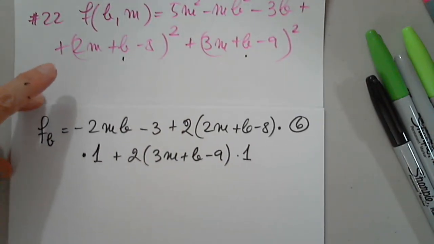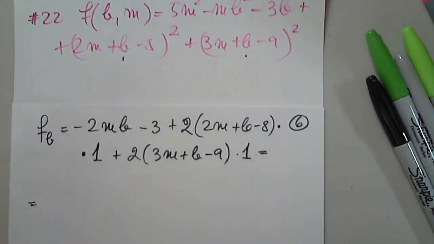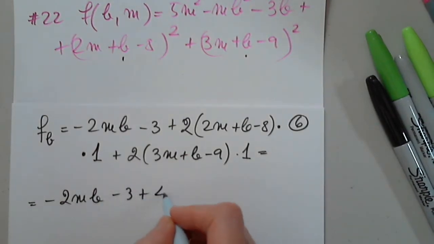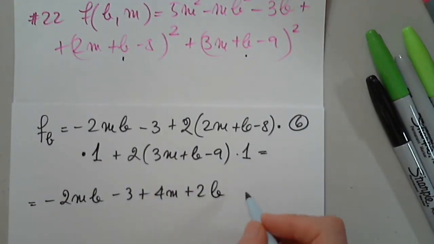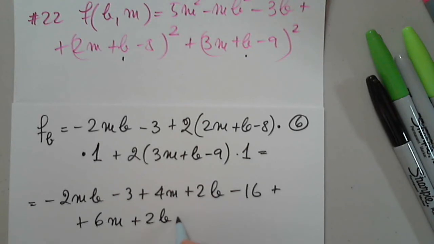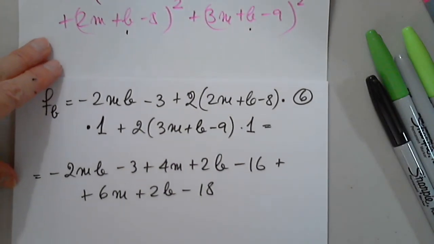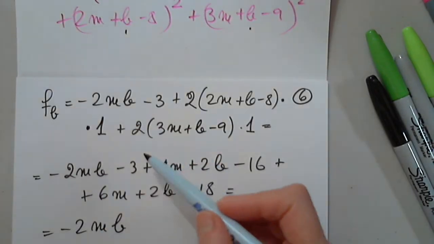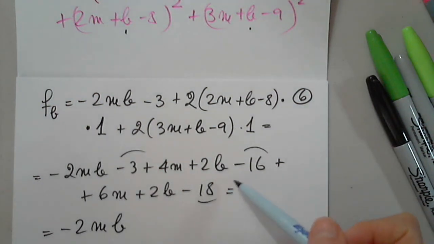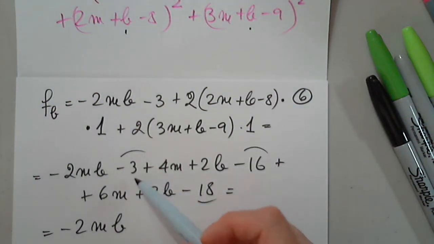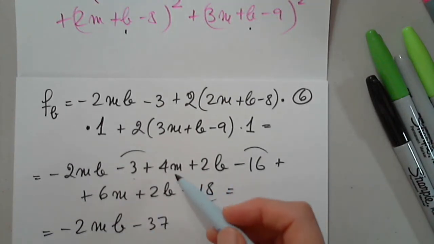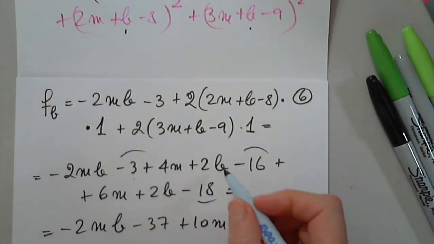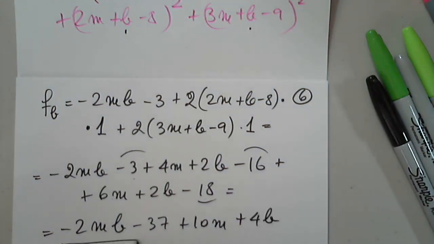So I'm going to continue because I need to, and hopefully it's possible to simplify it a little bit. Negative 2mb minus 3 plus 4m plus 2b minus 16 and plus 6m plus 2b and minus 18. Okay, so let's see what I can do here. I only have a negative 2mb, but I have this and this and this. So this is negative 34, negative 37. Then I have positive 10m, and then I have positive 4b. So this is it.